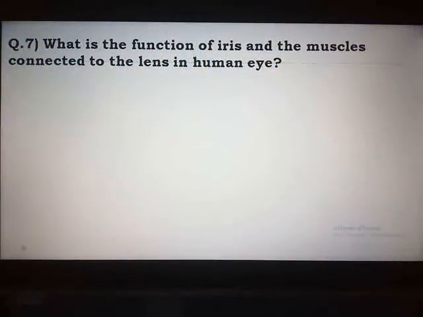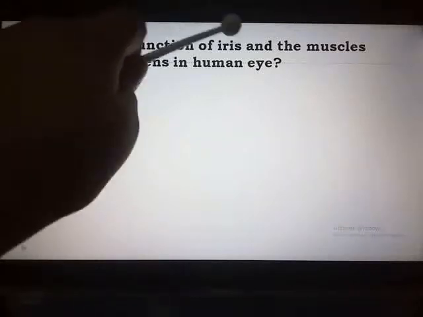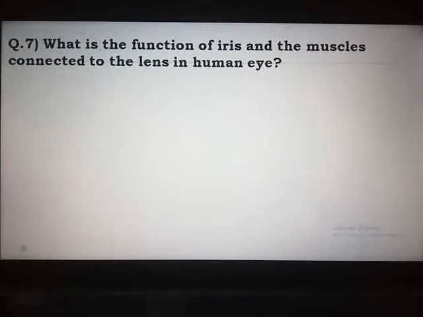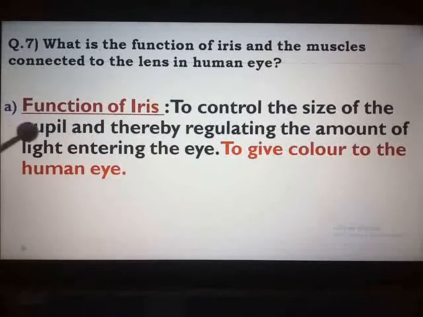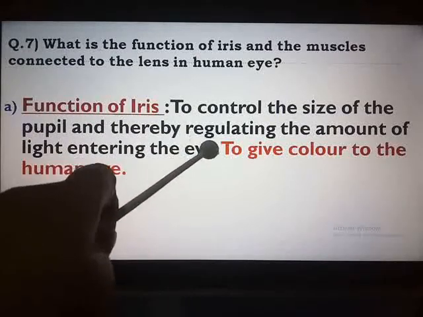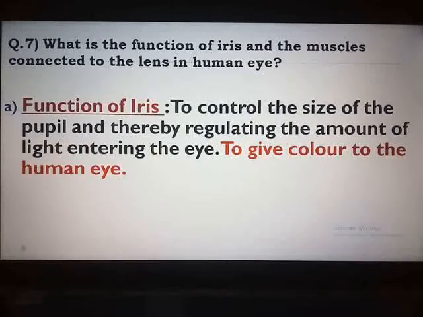Question number 7 is very simple. What is the function of the iris and the muscles connected to the lens in the human eye? You have studied in the structure of the human eye that the dark fleshy screen behind the cornea is called the iris. The color of the iris is different for different people, so imparting the color is one function, and there is a small hole of changing diameter at the center of the iris. So the main function is to control the size of the pupil and thereby regulate the amount of light entering the eye, and the second function is to give color to the human eye, to impart color.